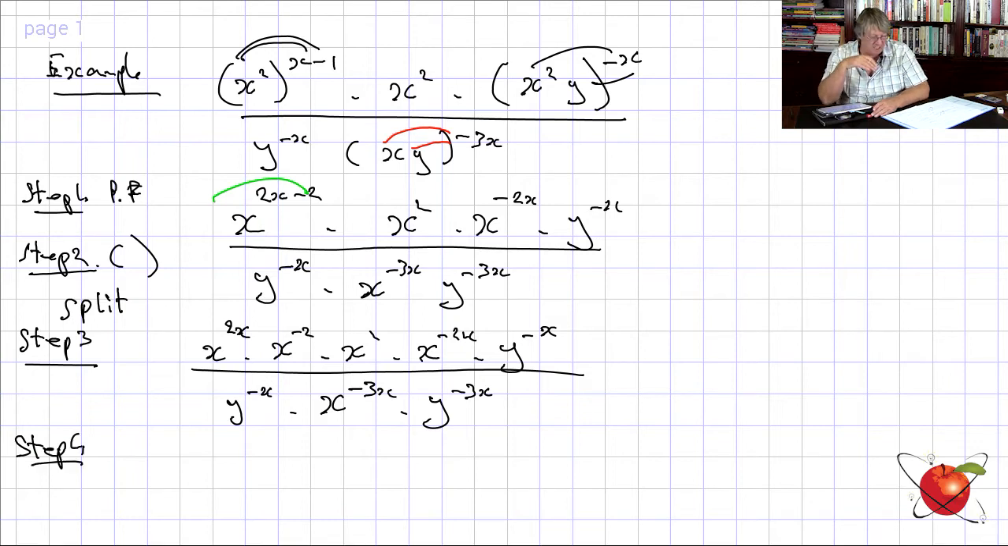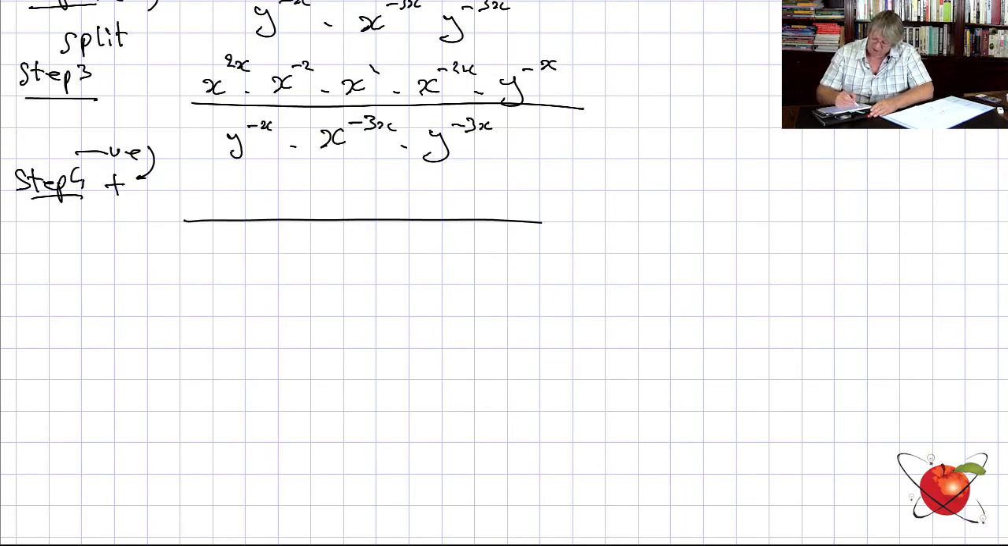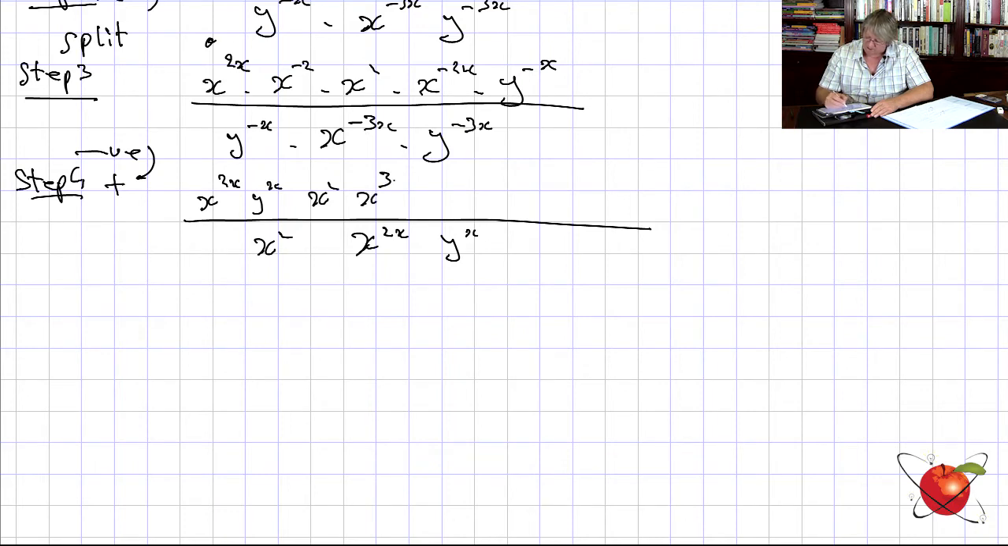Step 4 is going to come in, and in this case it is going to be negative to positive. Let's have a look. I'm just going to slide this up a little bit. Remember what we do, draw a line, start there. x to the 2x, that x squared goes down. That x squared stays. This x to the 2x goes down. The y to the x goes down. Can you see I've done the top row? This y to the x goes up. This x to the 3x goes up. And this y to the 3x goes up.